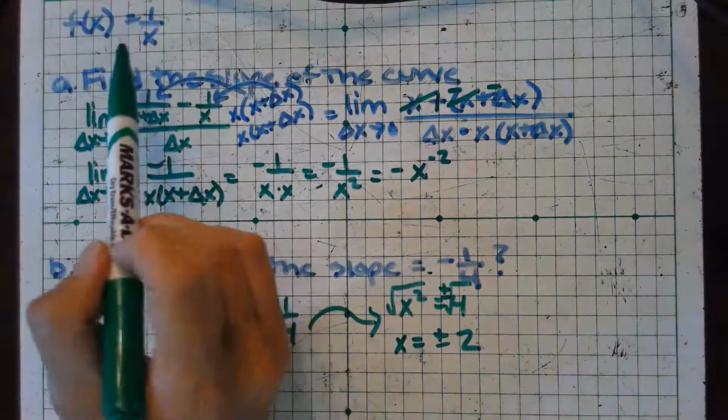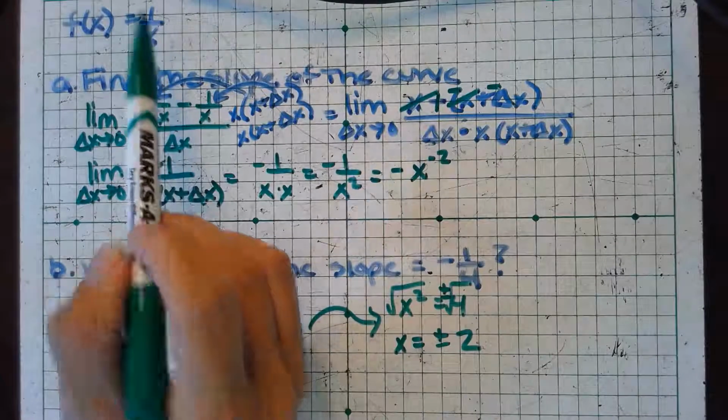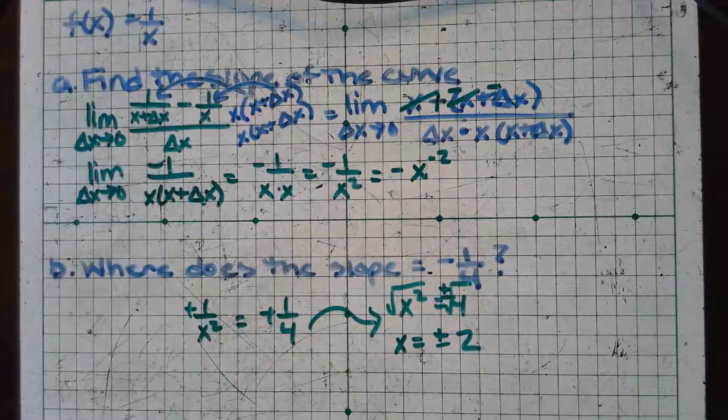On the graph of f of x equals 1 over x. This is part 1 of this lesson. Stay tuned. There is a second video.